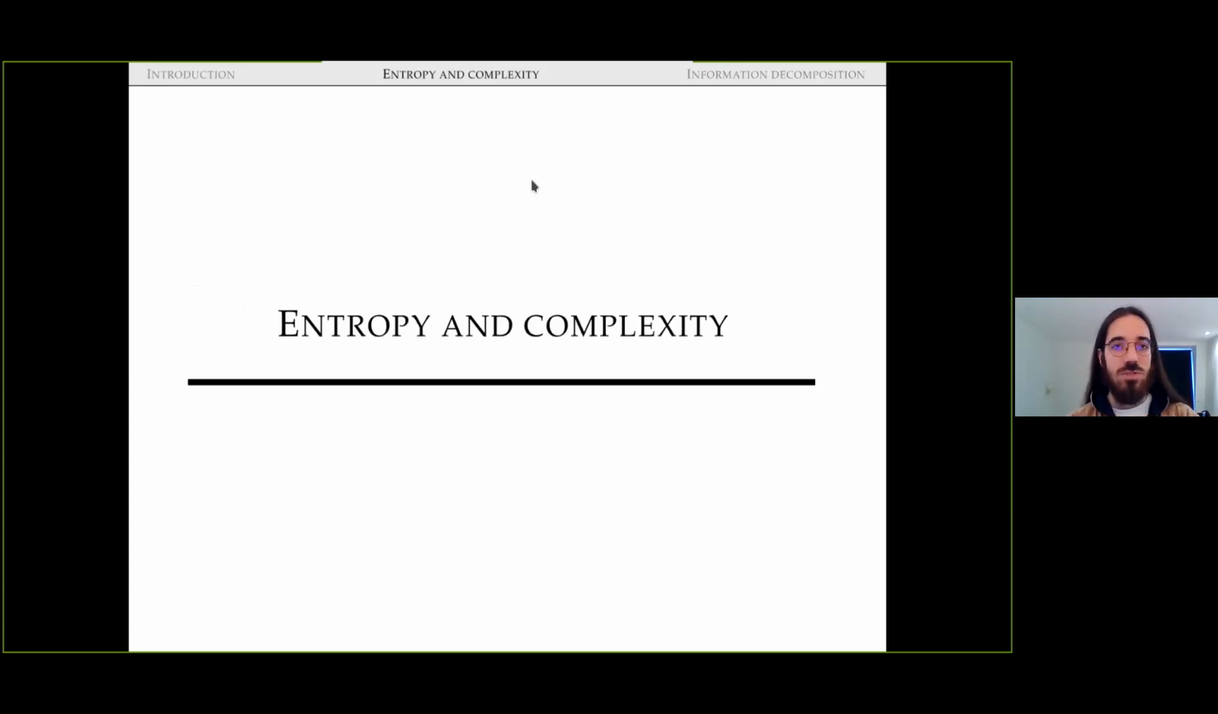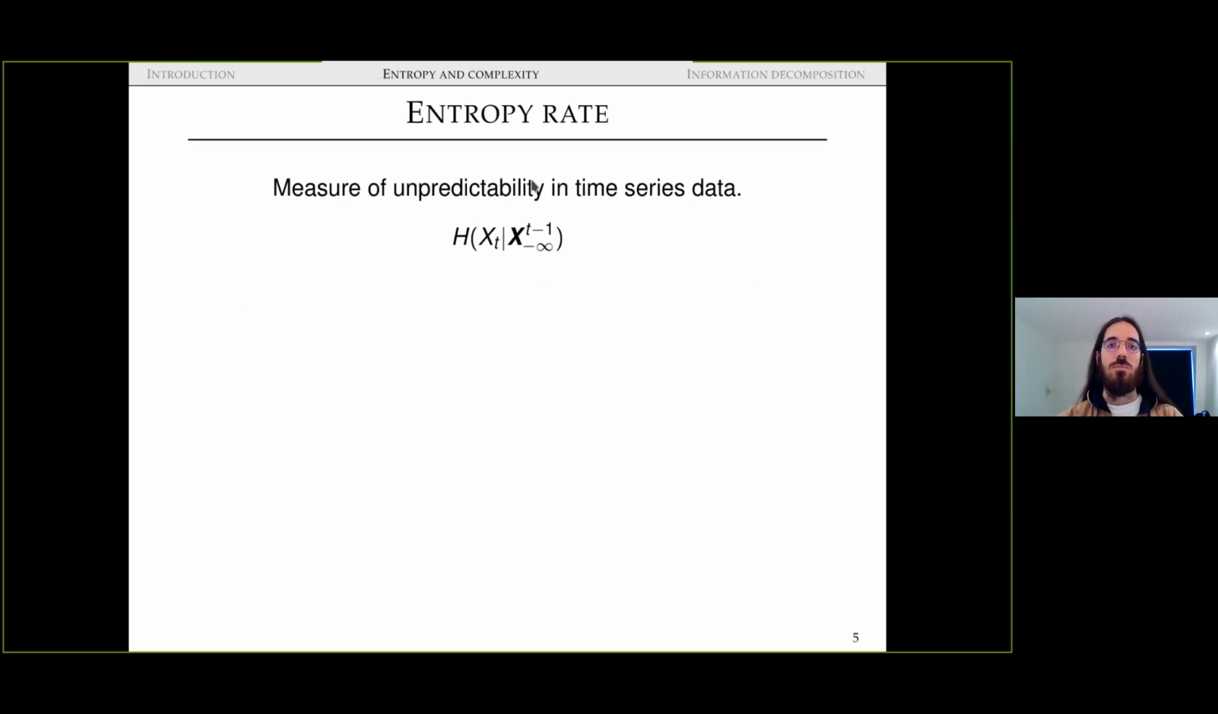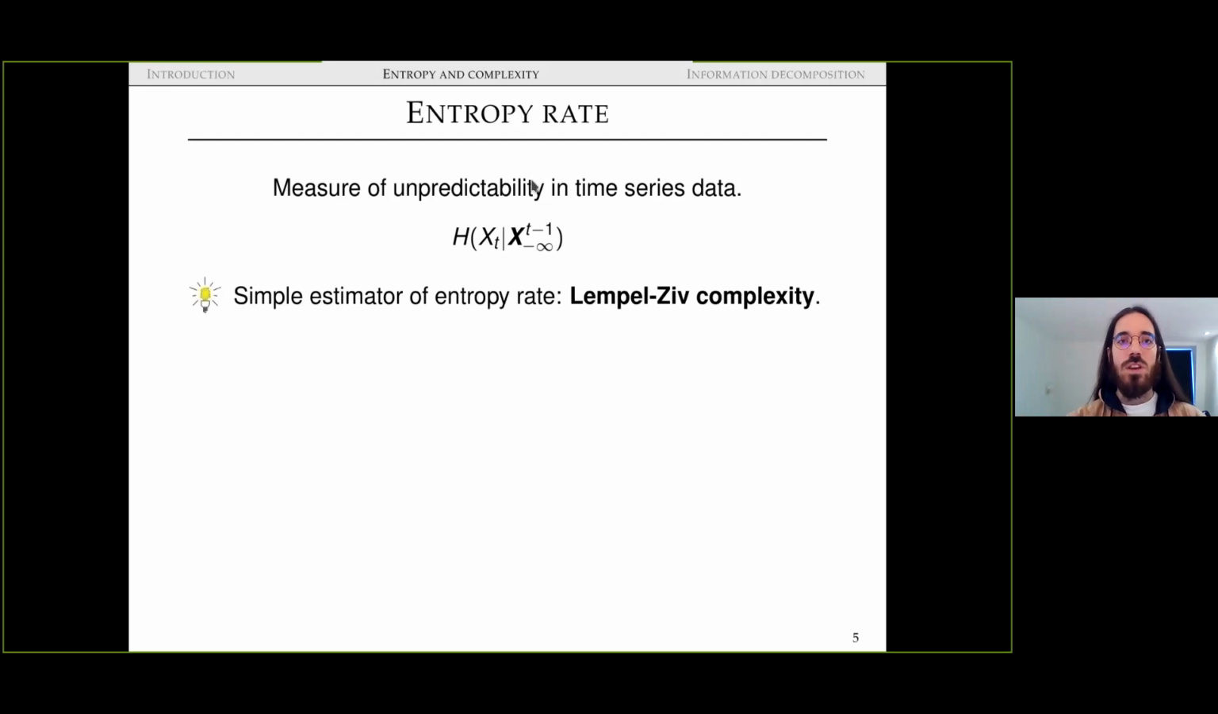All right, so let's jump in very quickly to the topic of entropy and complexity. The entropy rate is a very fundamental object in information theory that basically measures how unpredictable a particular time series is. One simple, not canonical, but very effective estimator of this entropy rate is called impulsive complexity, which is very widely used in computational biology in general and in consciousness neuroscience in particular.